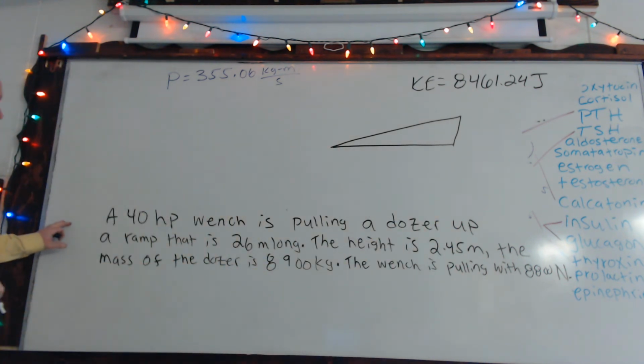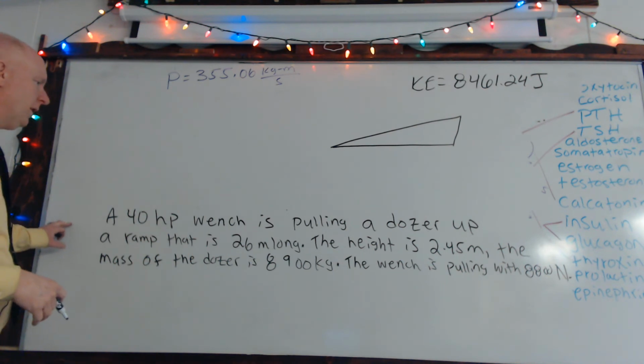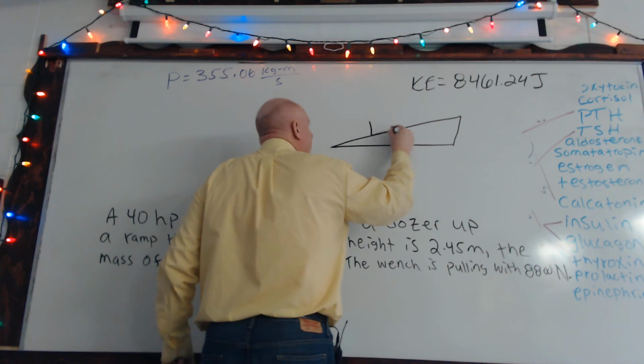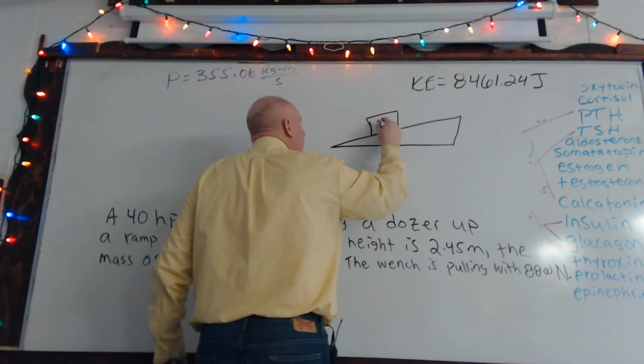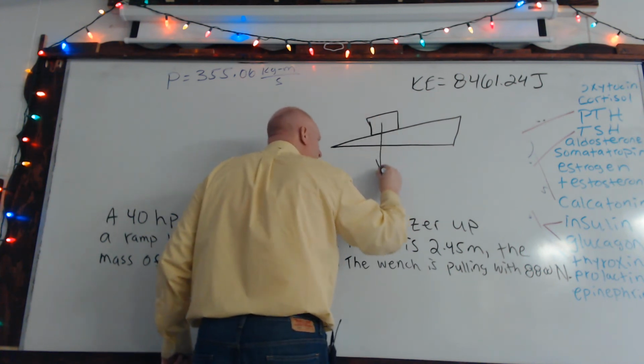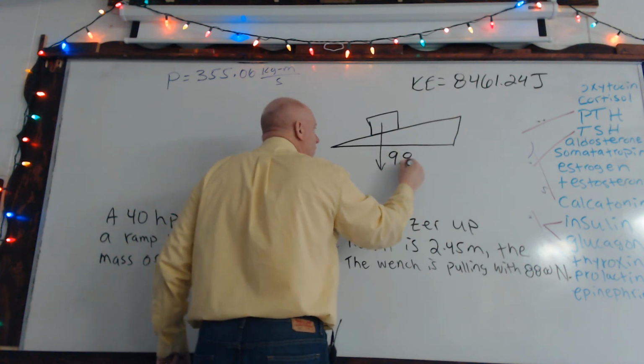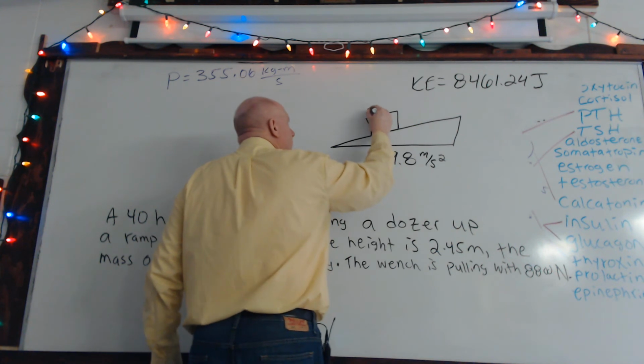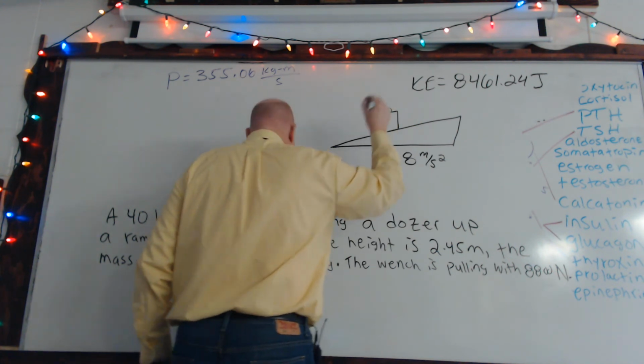So it says we've got this dozer going up the ramp. Its mass is 8,900 kilograms. Okay, so that's being pulled down, of course, by gravity. We have to account for that. Okay, and this was 8,900, is that right? Yes.